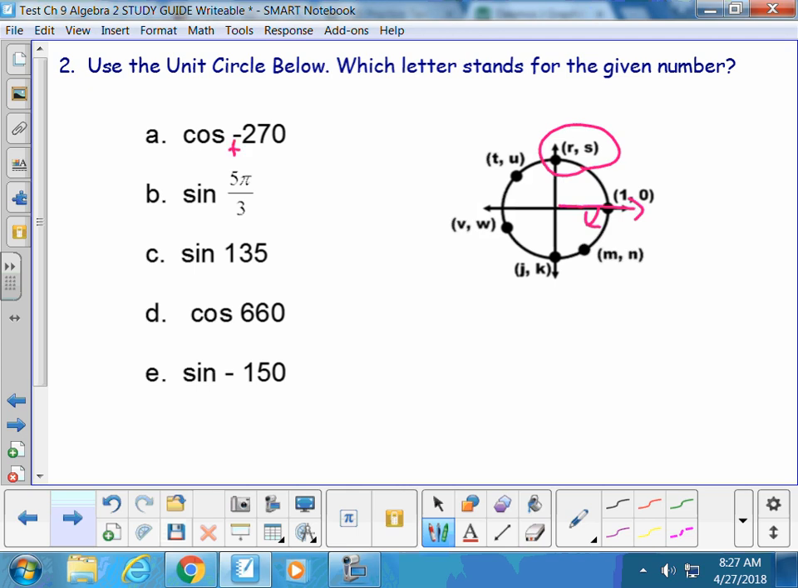You also could have done a negative 270 plus 360 to find out that negative 270 and 90 are at the same place. So we're up there at 90. We want the cosine value. So just a reminder, cosine is x and sine is y, if they should ask, as far as your coordinate. So we would want the first half of the coordinate. That would be R.